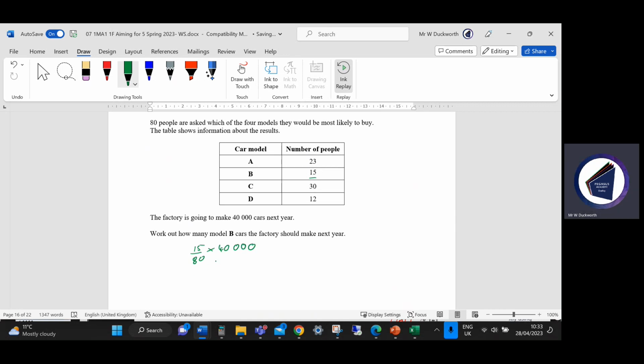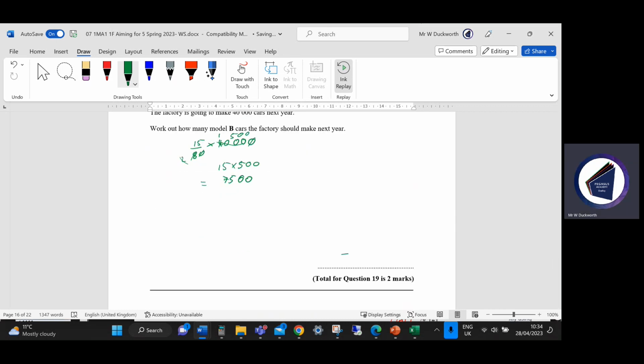Okay, so I'm going to try and keep this nice and straightforward. So if I'm going to cancel by a factor of 10, then I'm going to cancel by a factor of 4. It goes twice and once. And then I'm going to cancel by a factor of 2. So I am expecting to go 15 times by 500. So that's going to be 5 times 7500. So I would expect them to make 7,500. I've done a lot of cancelling there.